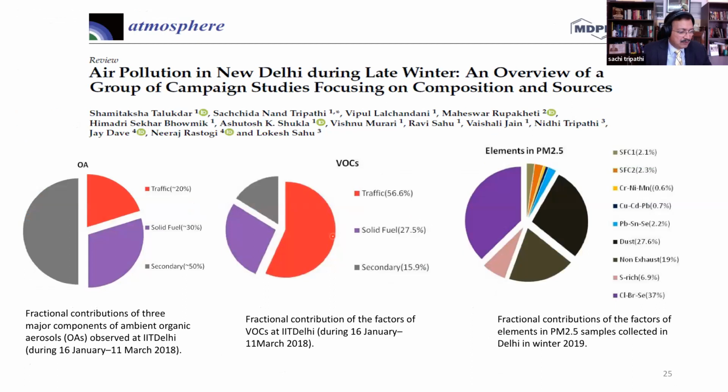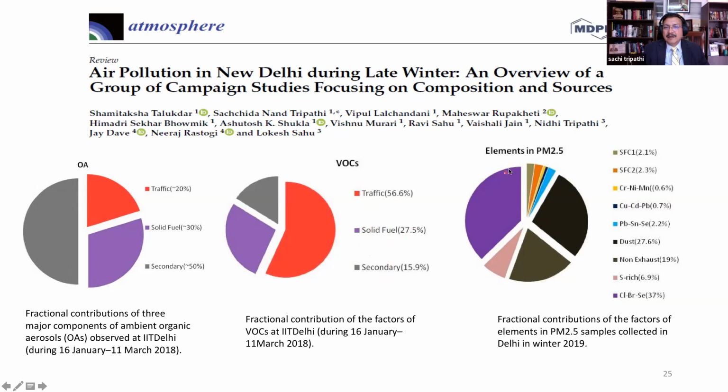So if I have to now summarize all the results, this is given in this summary picture, but you can see that total organic aerosol is coming 1/5 from traffic, 1/3 from solid fuel, and 50% is secondary. If you look at total volatile organic compounds, half of that is coming from traffic, and of the remaining half, a big portion is coming from solid fuel, and a part is coming from secondary sources. That is, something is happening in the atmosphere.